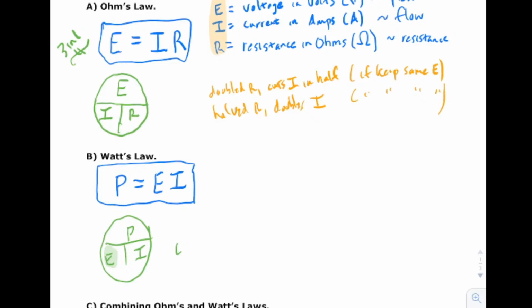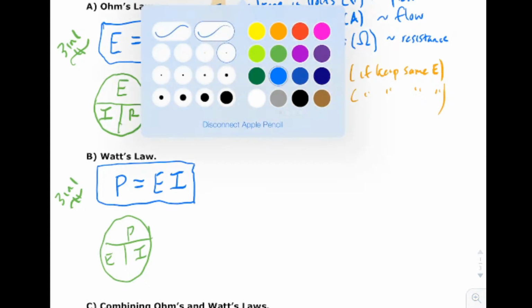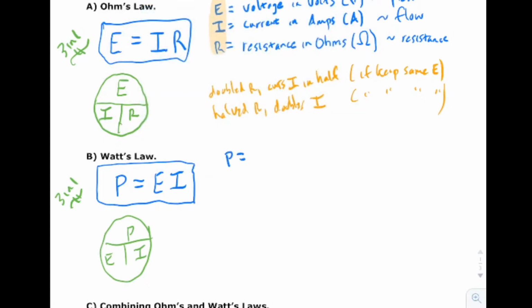Or you could cover up the I and say I equals P over E, or you could cover up the P and say P equals E times I, which is of course what that says. But notice again, it's another 3-in-1 formula. Now, I should mention what this P stands for. It stands for power, you know that, I guess. But power is measured in what we call watts, hence the name Watt's law. The abbreviation for watts is a capital W.